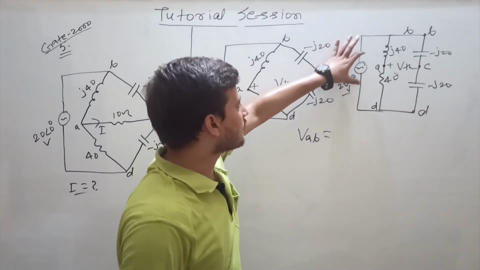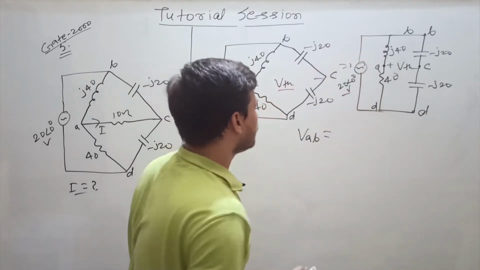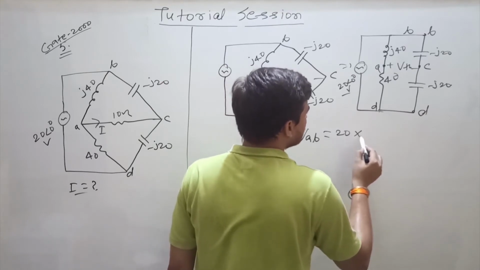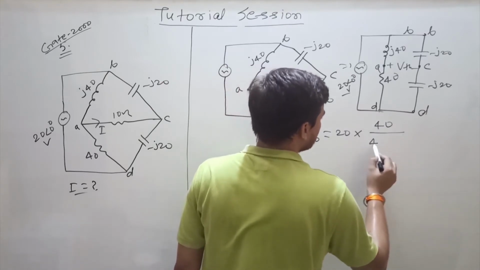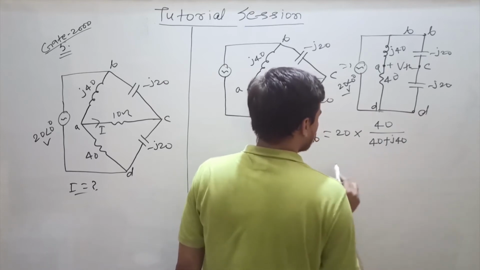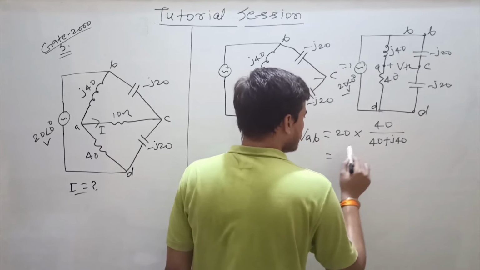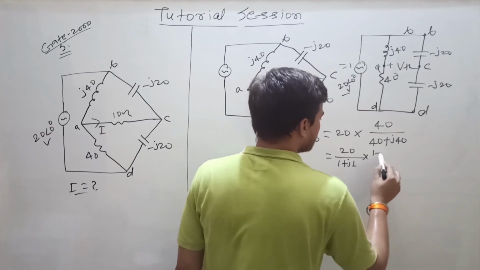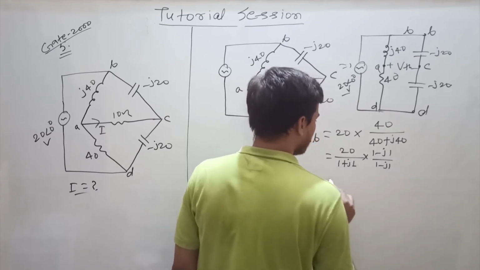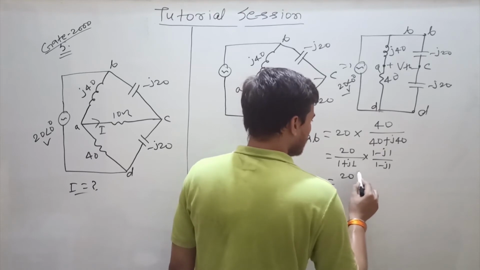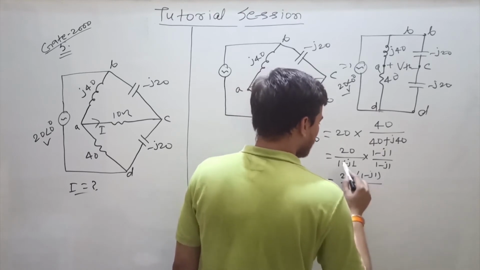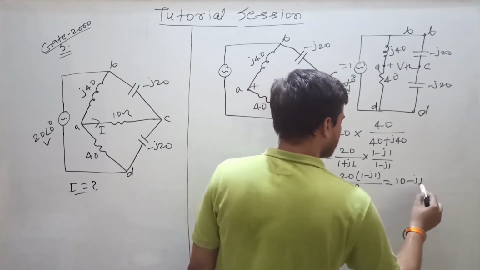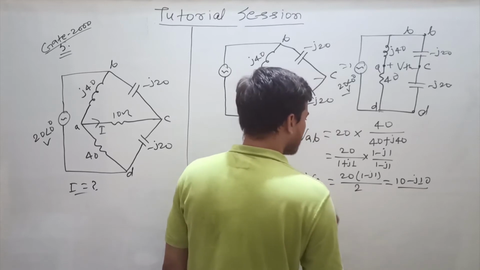This voltage is being divided into two elements, so VAD will be equal to 20 into 40 divided by 40 plus j40. From here it will be equal to 20 divided by 1 plus j1. You can write 1 minus j1 divided by 1 minus j1. So here it will be 20 into 1 minus j1 divided by 1 square plus 1 square, 2. So from here it will be 10 minus j10. The value of VAD is 10 minus j10.